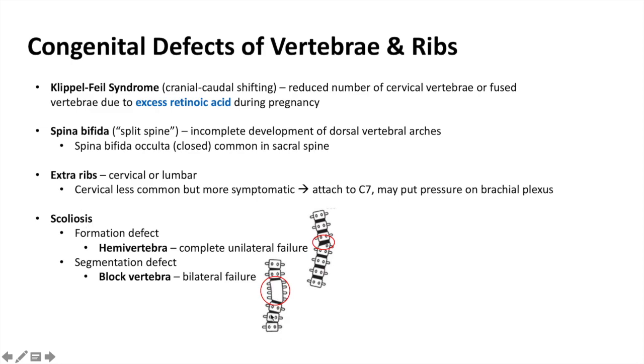And then there's scoliosis. So here's two different types. We've got a hemivertebrae, which is complete unilateral failure. So you can see how two of these start to form, and it didn't form on this other side, and it also didn't separate. And then you've got a blocked vertebrae. So on both sides, it forms this really big vertebrae with lots of transverse processes.